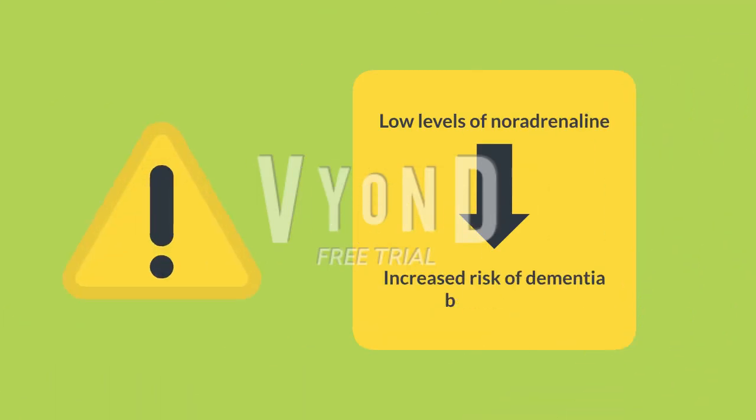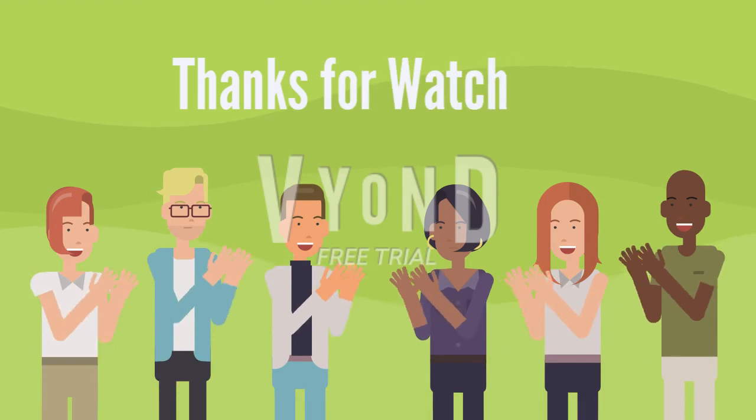In addition to the previous points, low levels of noradrenaline and impairment of noradrenergic transmission correlated with the occurrence of neurodegeneration and dementia in adults with Down syndrome. Indeed, detection of low levels of noradrenaline was shown to increase the risk of developing dementia in Down syndrome adults by tenfold. That concludes today's video.